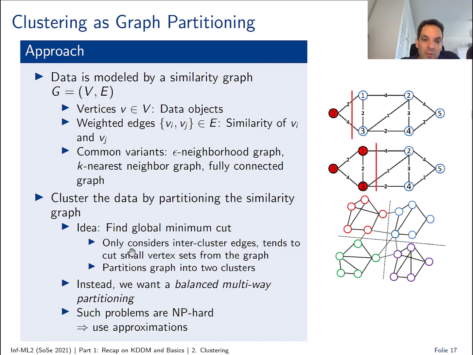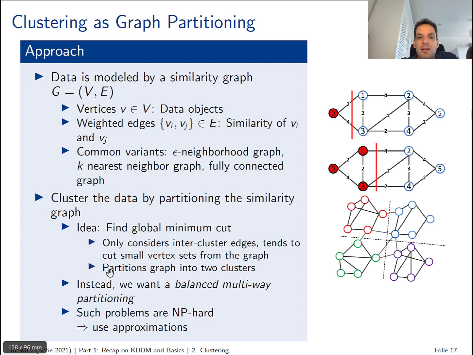However, that has some drawbacks, because first of all, looking for a global minimum cut, we only consider inter-cluster edges. So we try to cut those that have a high weight, and it tends to cut out small vertex sets from the graph. So it's probably better to cut out this one than this one here for the overall costs, and that's actually not what we obviously want.